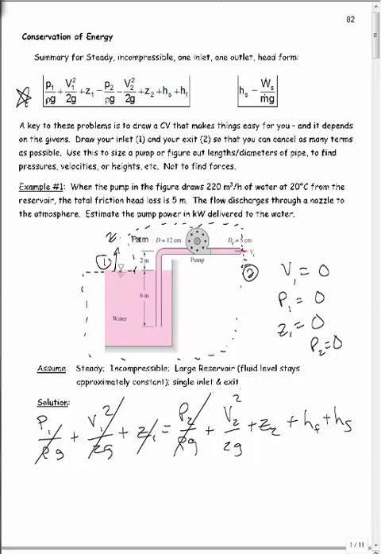V2 is not 0, okay? It's coming out into the air, a little jet there. Z2 we know is 2 meters, HF we're given as 5 meters, and HS, well, HS we're trying to estimate the pump power in kilowatts, so that has to do with that HS, so that's what we're going to try to find. So just rewriting this, 0 equals V2 squared over 2g plus Z2 plus HS plus HF.